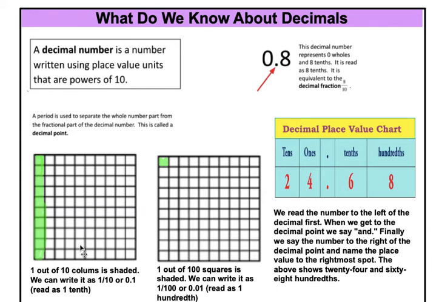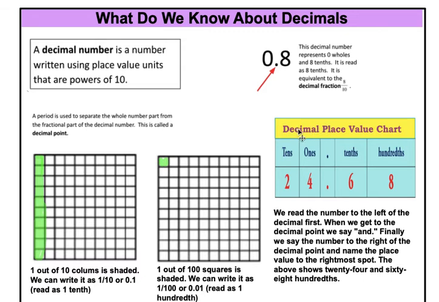If we take a look here at these area models, or sort of like our base 10 blocks, we see that 1 out of the 10 columns are shaded. We can write it as 1 out of 10 columns or 1/10. Right? And here, if we shade 1 out of the 100 squares, we can write it as 1/100th or 0.01. So we'll have a 1 in the hundredths place. So we read it as 1/100th.